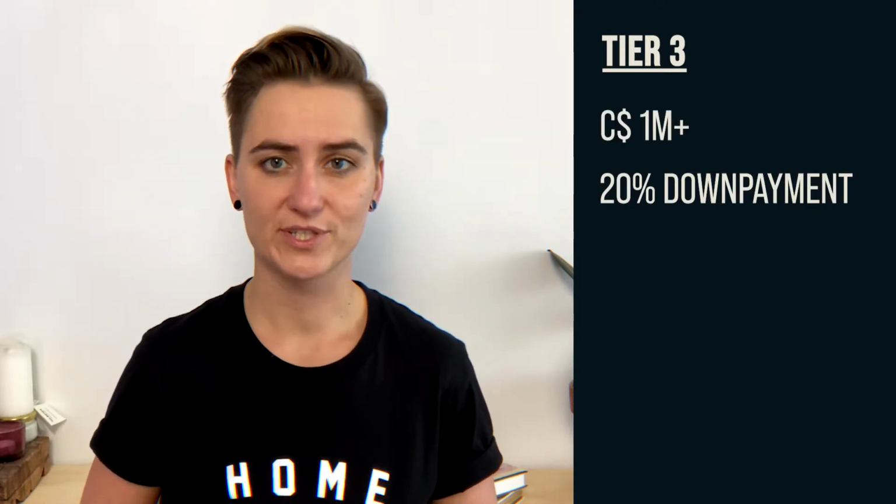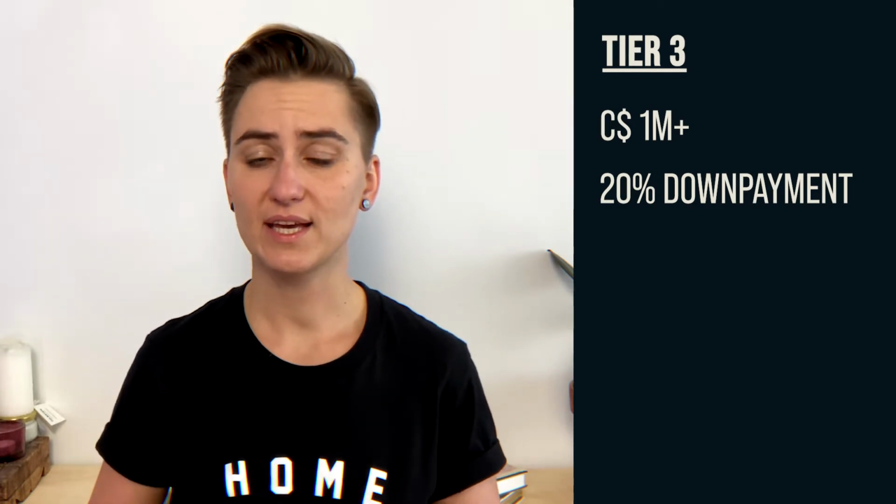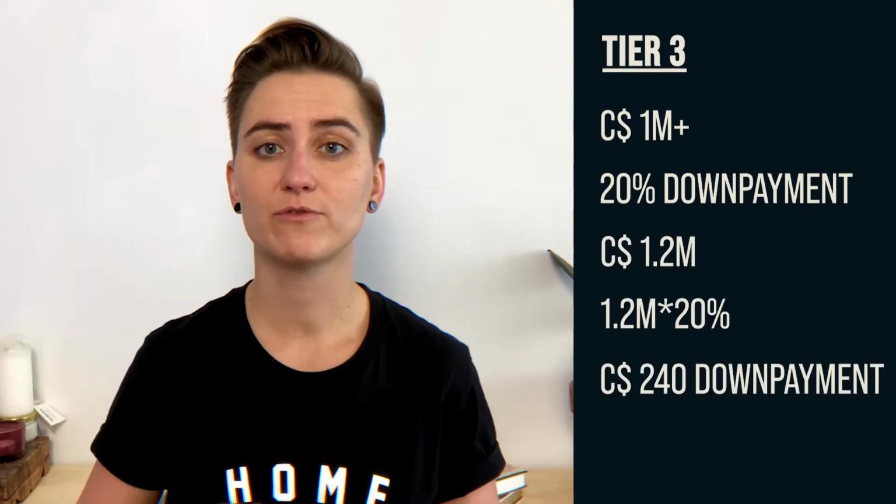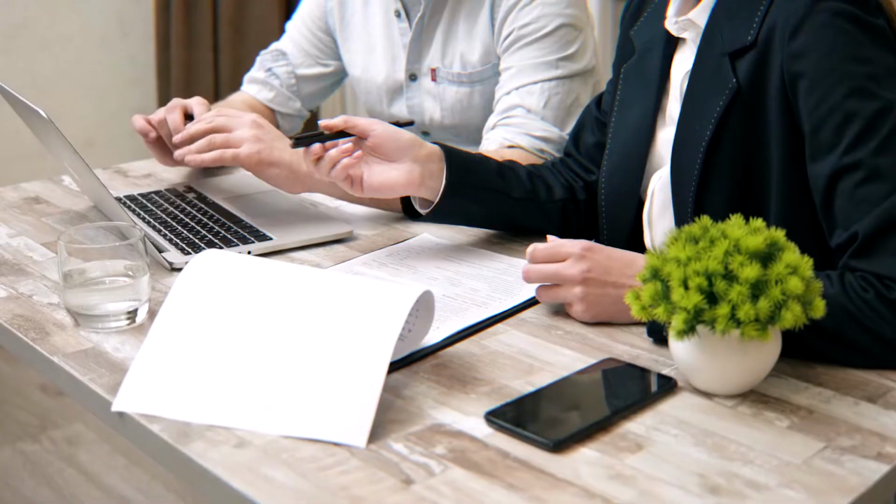And if your purchase price exceeds $1 million, you will have to put a 20% down payment. So in this case, a $1.2 million house will require a $240,000 down payment. Please note that this information is valid if you are buying the property by yourself. If you do decide to buy with someone else, like say your partner, the numbers would be different, and we advise to discuss this particular situation with a financial advisor.